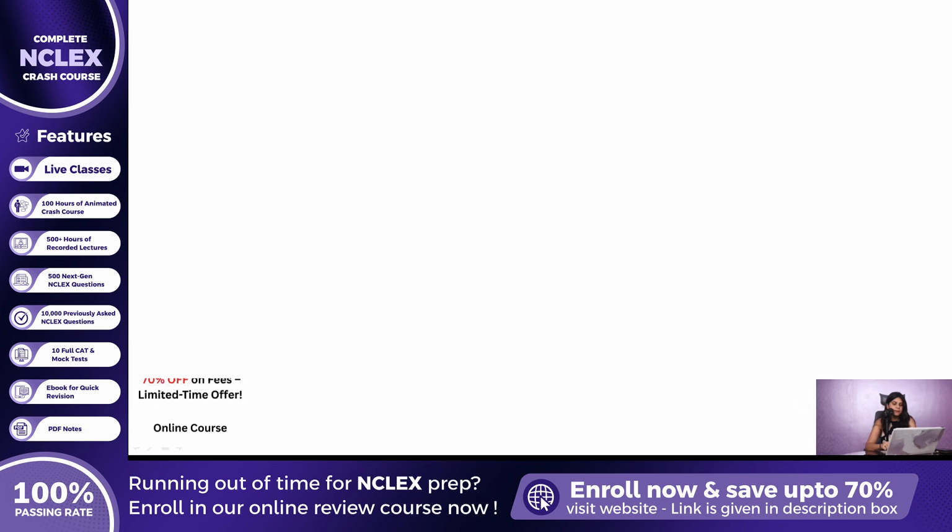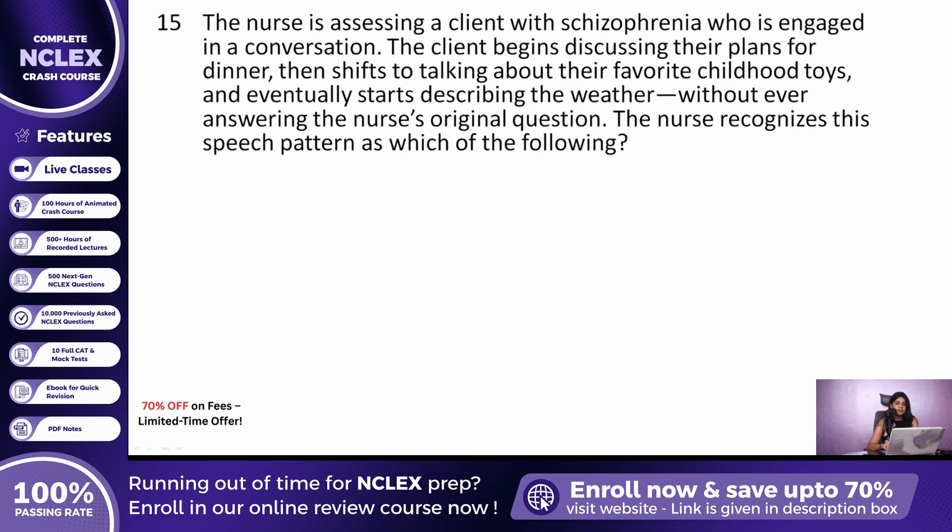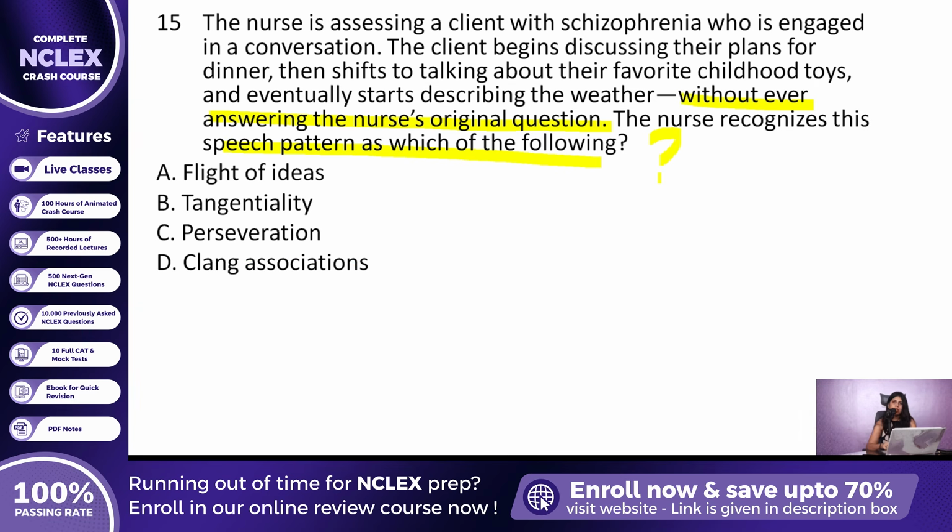Question 15. The nurse is assessing a client with schizophrenia who is engaged in a conversation. The client begins discussing their plans for dinner, then shifts to talking about their favorite childhood toys, and eventually starts describing the weather, without ever answering the nurse's original question. The nurse recognizes this speech pattern as which of the following? Here are the options. A. Flight of ideas. B. Tangentiality. C. Perseveration. D. Clang associations. The correct answer is B.